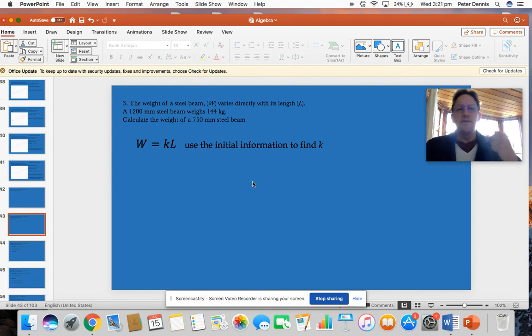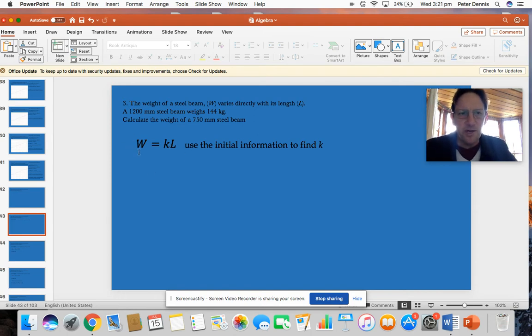There's something that we are timesing by to find the relationship between W and L. It might be hours worked, and if you work 5 hours, you get $50. If you work 6 hours, you get $60. If you work 7 hours, you get $70. That's varying directly. So we know that K is times 10. 5 times 10 gives us 50. 6 times 10 gives us 60.